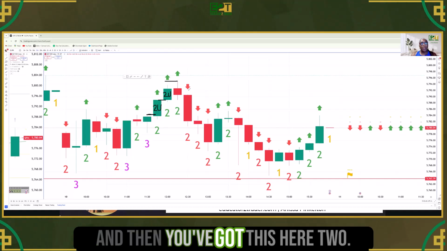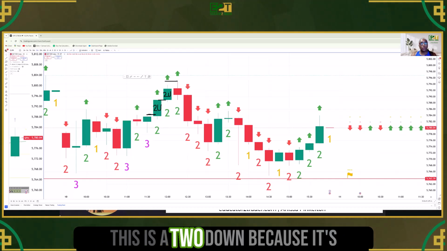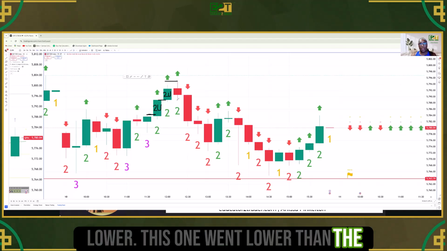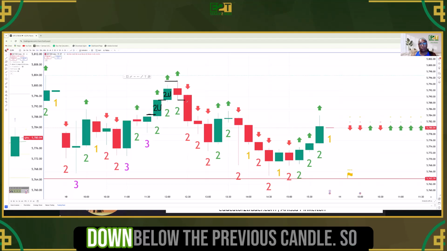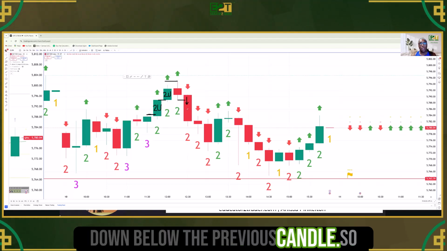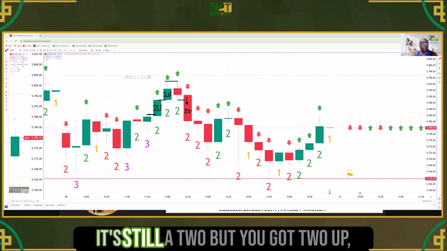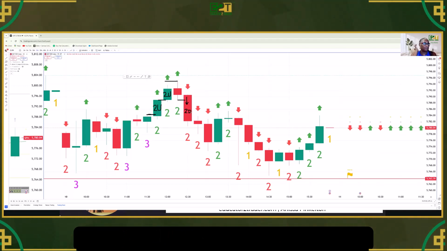And then you've got this here, this is a 2 down because it's lower. This one went lower than the previous candle. Price action went down below the previous candle. So this is called a 2 down. Still a 2, but you got 2 ups, 2 downs.